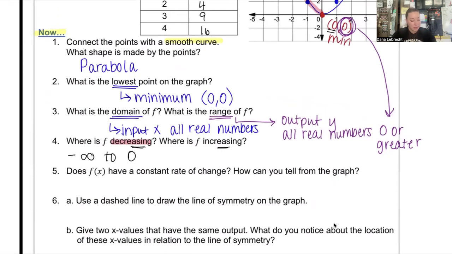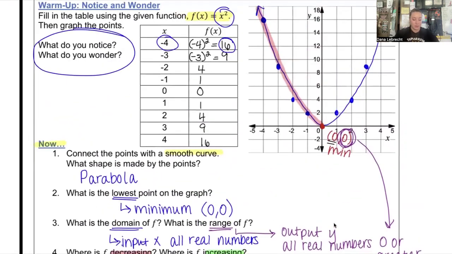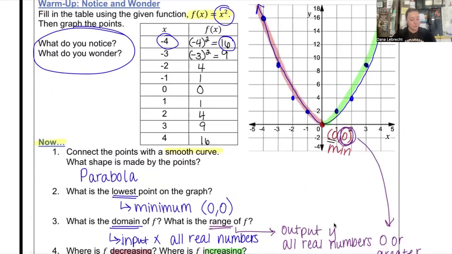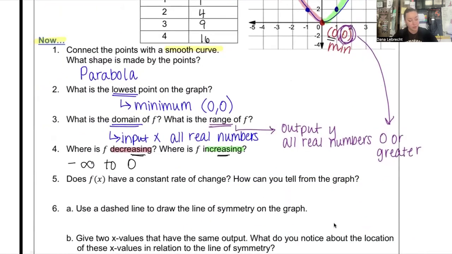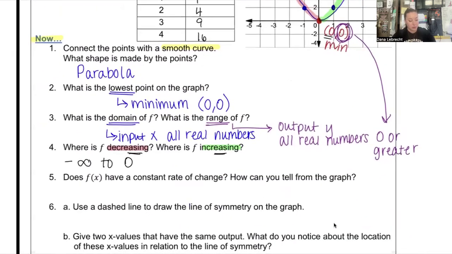And then where is F increasing? That means our graph is going up. So that's going to be from that minimum all the way on this side. So that means we are increasing from 0 to infinity, because no matter how many other X values I plug in on this side, we're going to continue going up.